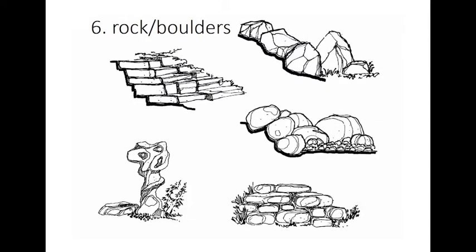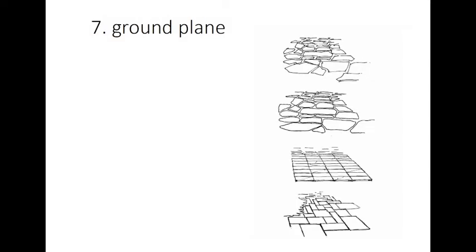Rocks and boulders, similar to plan, but kind of from the side, you can describe the different textures of stacked rocks or boulders. And then looking at paving in the ground plane, it might be vanishing to a perspective line of horizon or to a vanishing point. But again, it's not our objective to draw every single stone. It's just to give the impression of that.